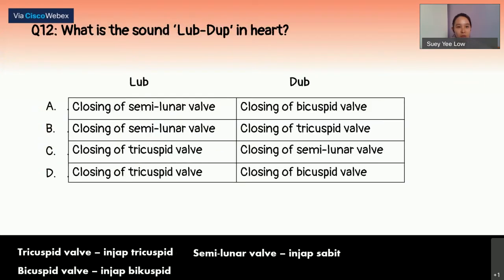Okay, so question 12. Remember our first class? What is the sound "lub" and what is the sound "dub" in our heart? Do you remember the place where the tricuspid and bicuspid valves are located? Do you remember where your semilunar valve is located? So A, we say lub is the closing of the semilunar valve. For B, the lub sound is the closing of the bicuspid valve. Is it correct?